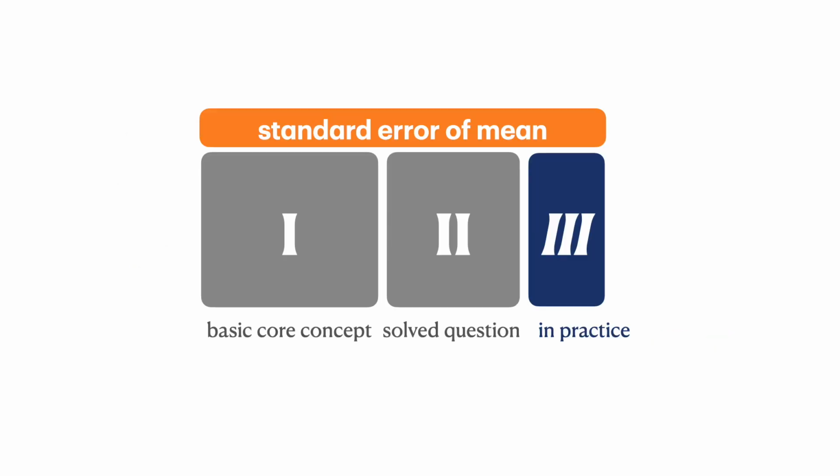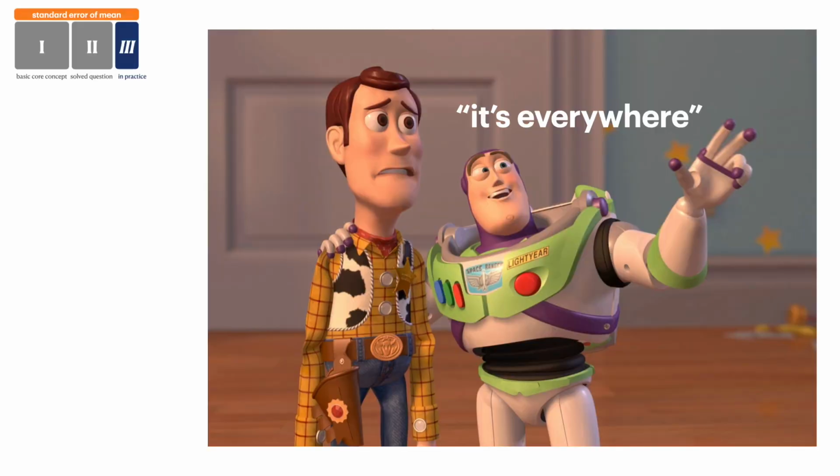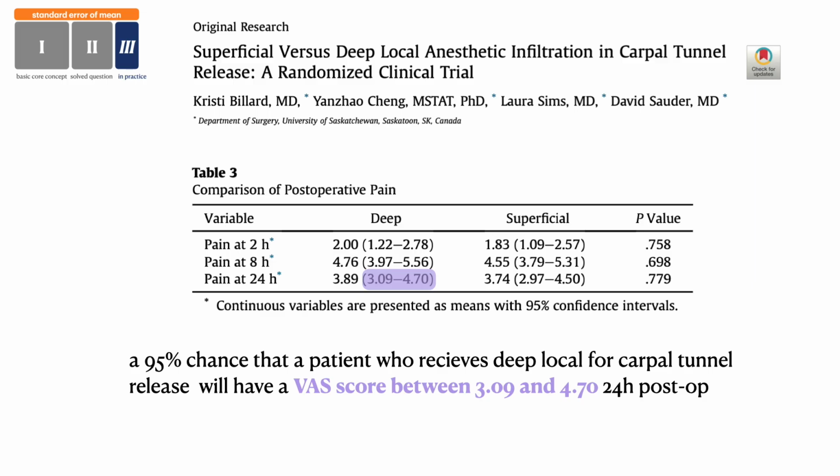And that wraps up the basic core concepts of this topic, just having a quick look at them in practice. And just like measures of dispersion, the standard error of the mean is absolutely everywhere you look. Open up any study and there's a good chance you're going to find some degree of confidence interval. This study is done by Dr. Sims and Dr. Sauter, the GOATs, and some of the greatest orthopedic surgeons I had the pleasure of working with.